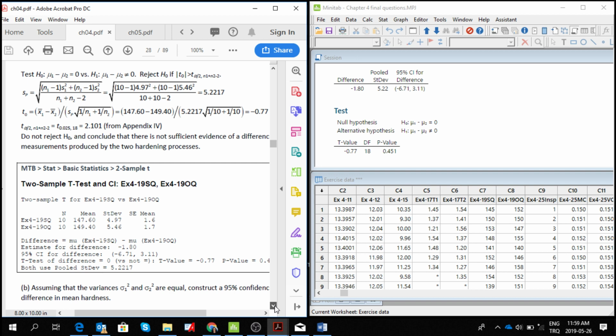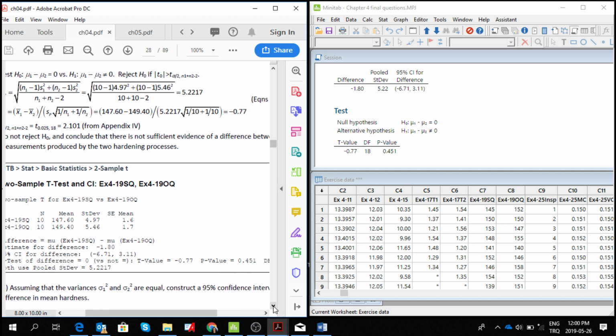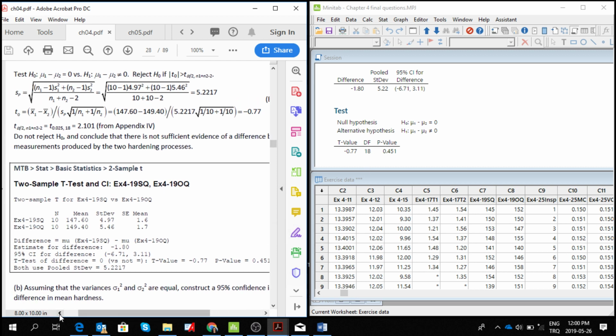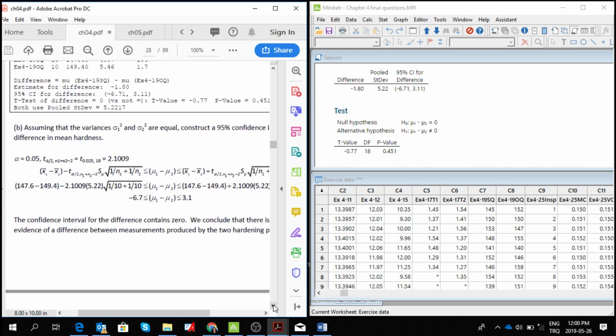This is the result. So you can see the p-value here as well in the solution, and then the f is degrees of freedom. What else? Pooled standard deviation is given here as 522, and pooled standard deviation here is 522.17. It is rounded here. That's fine.